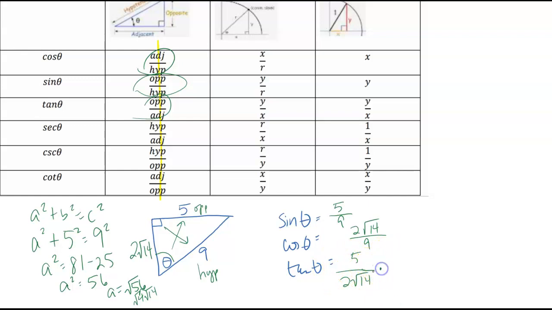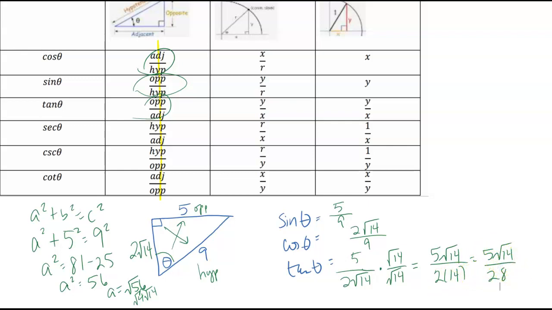So I'm going to multiply both the top and the bottom by the square root of 14. This is called rationalizing, and it's going to clear that radical on the bottom. So now top times top is 5 root 14. The bottom times the bottom is going to end up being 2 times 14, because root 14 times root 14 is going to cancel the radical, so it's just going to be a 14. So this is going to be 5 root 14 over 28.